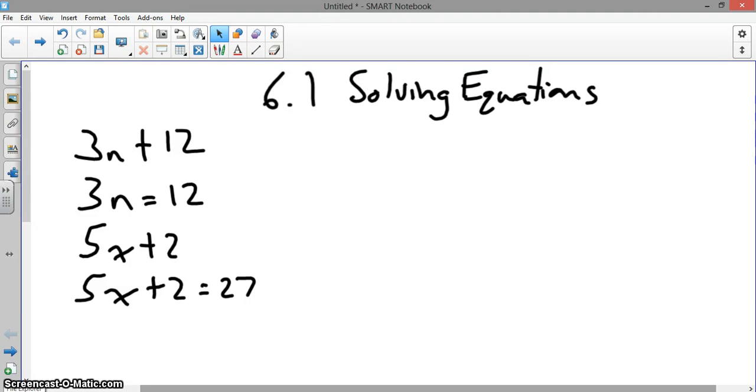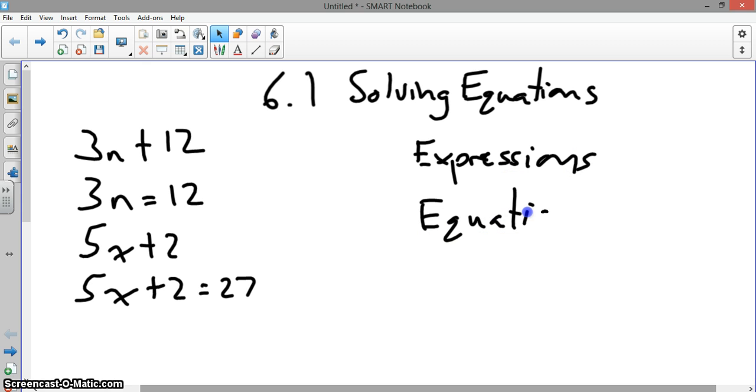Welcome to 6.1, Solving Equations. We have looked at algebraic expressions. Now we are going to look at algebraic equations. So we've seen expressions, and now we're going to look at equations.